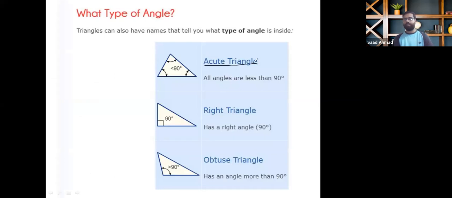The other classification is by angles. Acute triangles: if all the three angles are less than 90 degrees, none of them is more than 90, then it's an acute triangle. And it's a right triangle if it has one angle which is 90 degrees. Similarly, an obtuse triangle has one angle which is more than 90 degrees. So if any one of the angles is more than 90 degrees, then it's an obtuse triangle.